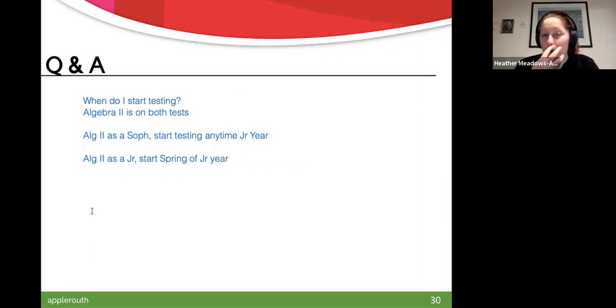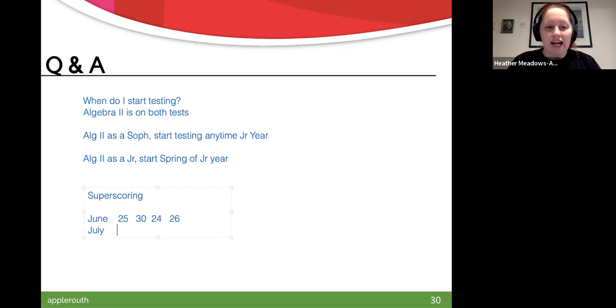And a good rule to remember is that you can take multiple tests. Super scoring is super helpful, right? Super scoring is where a school takes your best scores from different test dates. So let's look at some examples. Let's say you take the ACT in June. You get a 25 on your English, a 30 on your math, you killed it, a 24 on your reading, and a 26 on your science. Take it again in July, you get a 26 in English, a 29 in math, 25 in reading, and a 27 in science.